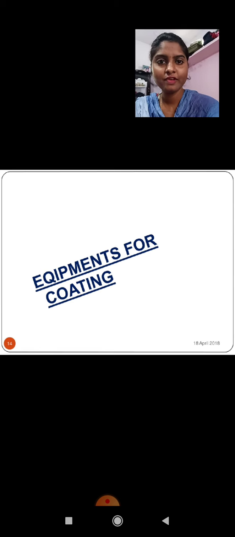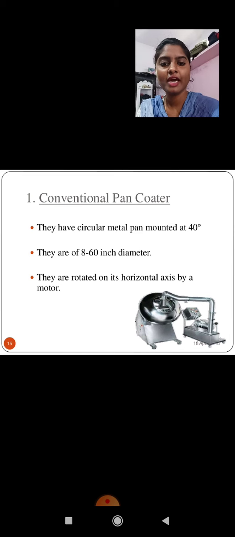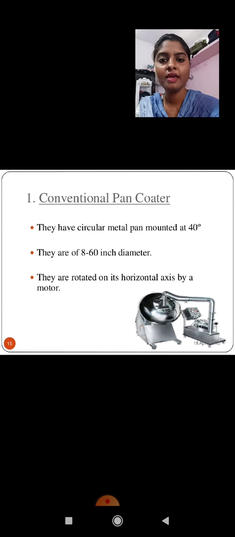This is a circular metal pan, that is, rounded in shape, and mounted at an angle of 40 degrees. The conventional pan coater is placed at 40 degrees. The pan is 8 to 60 inches in diameter.